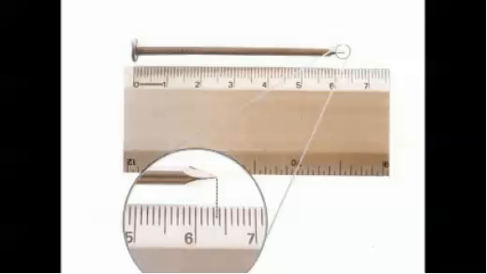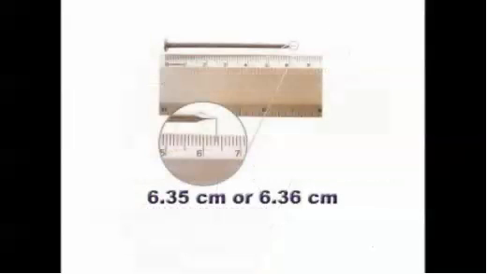Following the rules for significant figures, the length of this nail would be 6.3 something. Let me explain. The 6 and the 3 are certain, so they must be included in the measurement. The something represents the estimated number that must also be included. Because it is an estimated number, it may not be exactly the same for every person who makes the measurement.